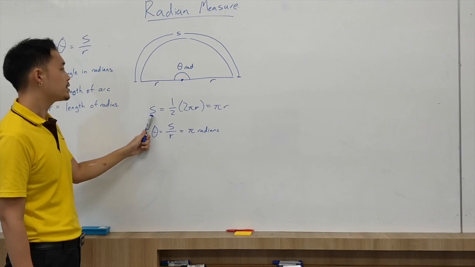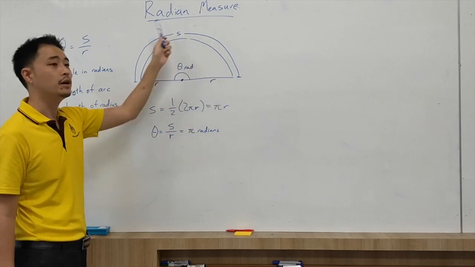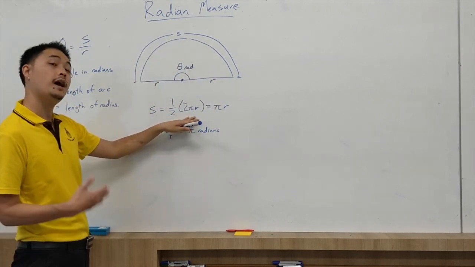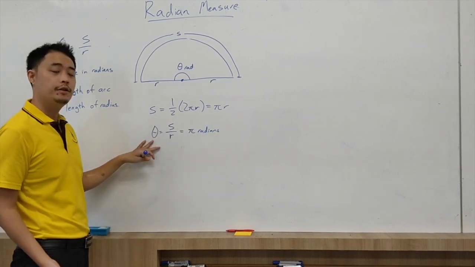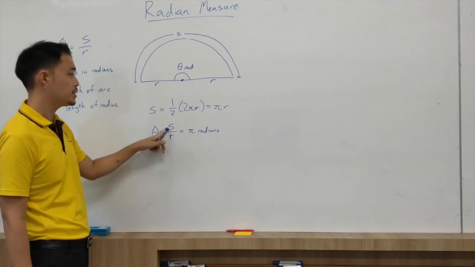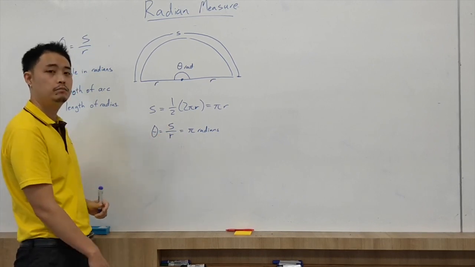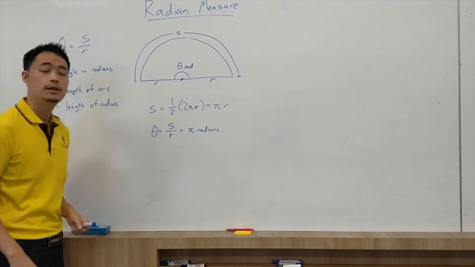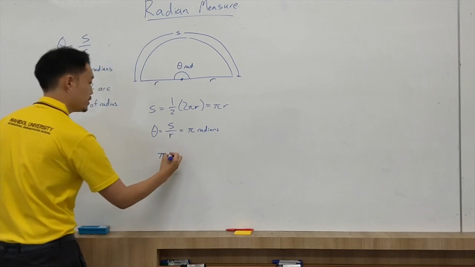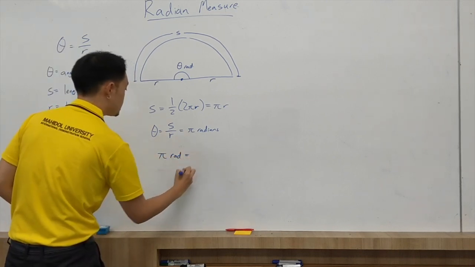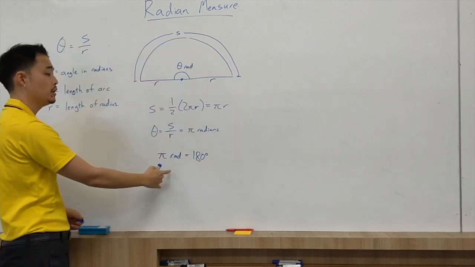So in this case, if we remember our geometry, 2 pi r is the circumference of a circle, and the length of s is half of that, so half of 2 pi r is going to be pi r. And if we look at our theta equals s over r formula, s is just pi r, so that means theta is pi r over r, the r's cancel. What we are left with is pi radians. So from here we have our first equivalence, which is pi radians is the same as 180 degrees. 180 degrees, half the circle, is pi radians.